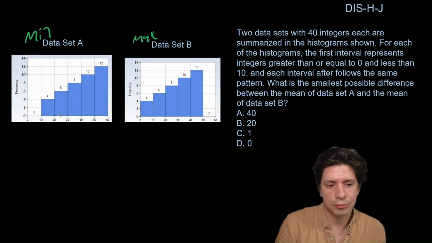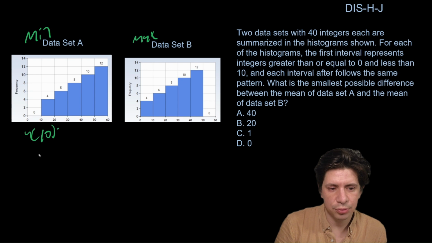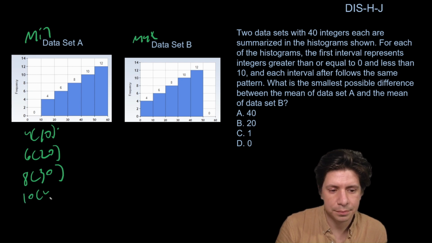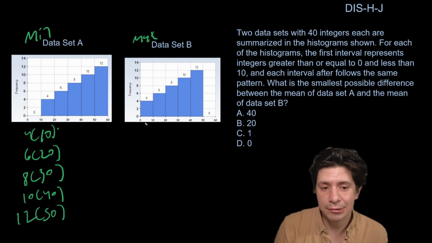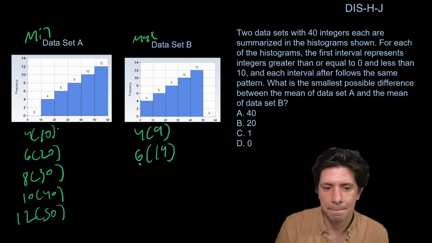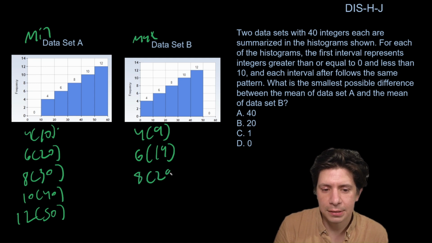So the min on this would be, we have 4 10s, 6 20s, 8 30s, 10 40s, and 12 50s. And the min here, and now the max here would be 4 9s, 6 19s, 8 29s, 10 39s, and 12 49s.